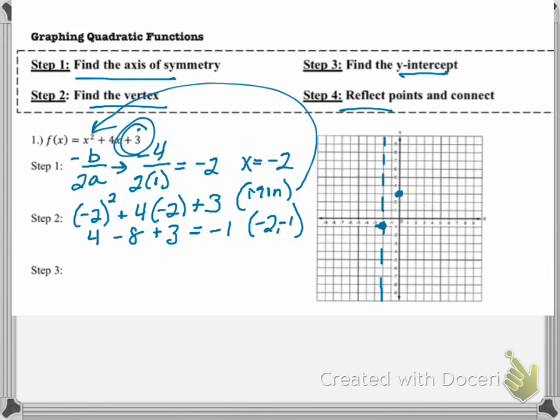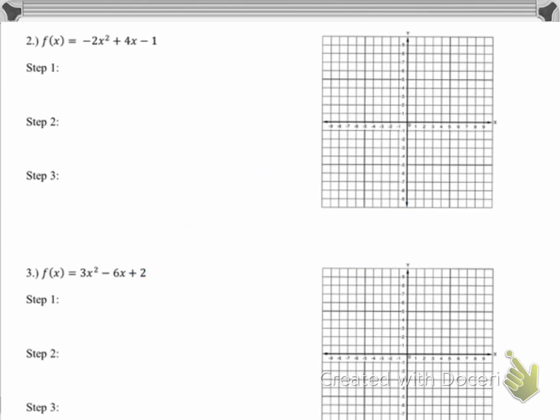So I'm going to go 2 spaces in the other direction, and that's going to be right here. And I have enough to go ahead and draw a line and make a curve, and there's my parabola. So that would be your step 4.